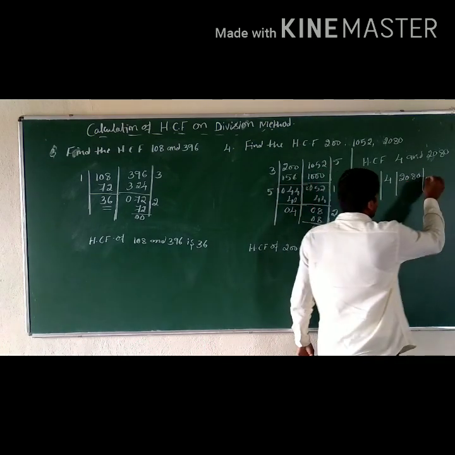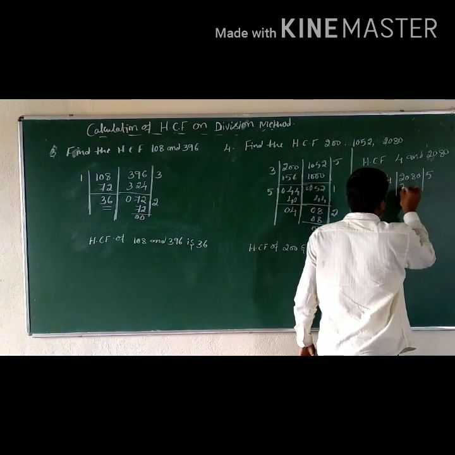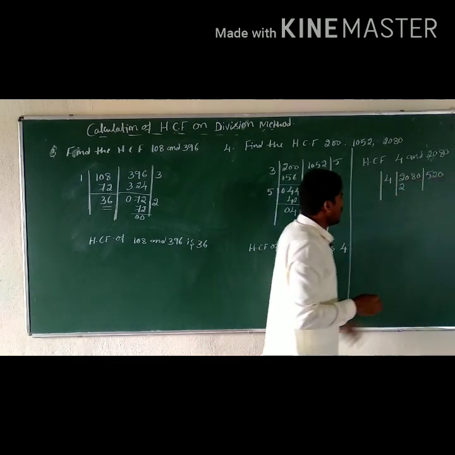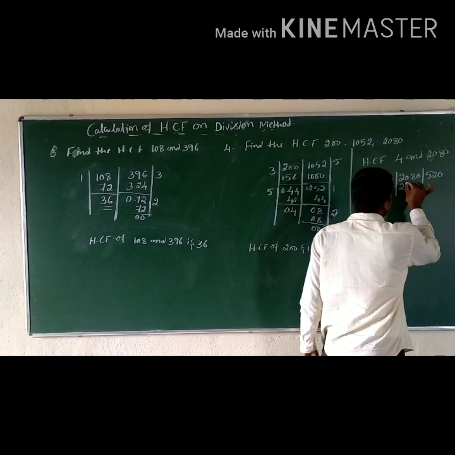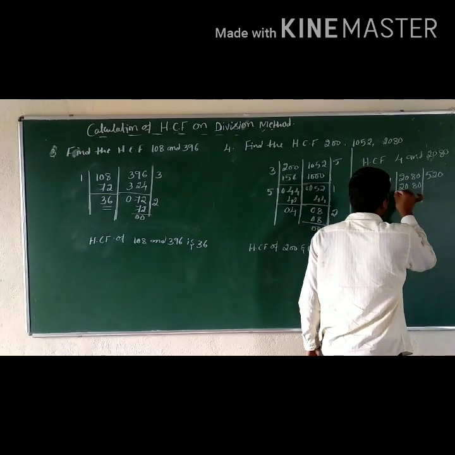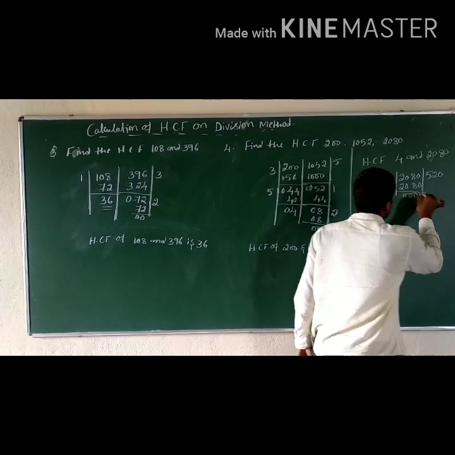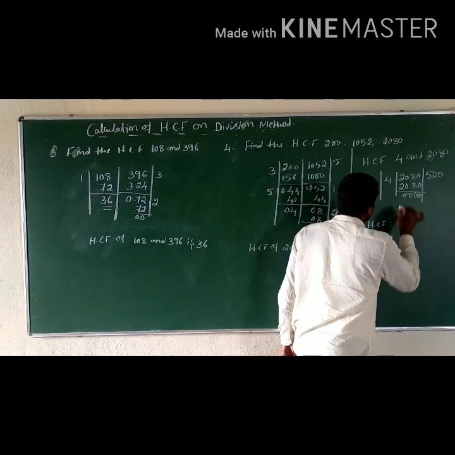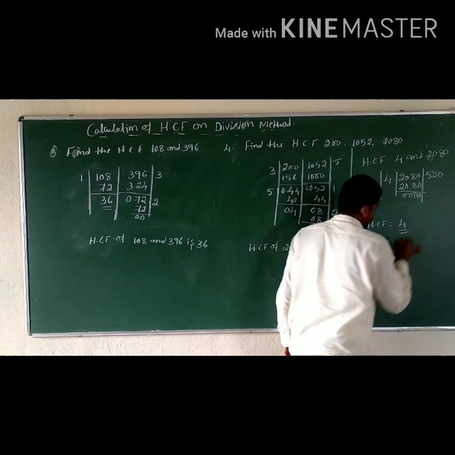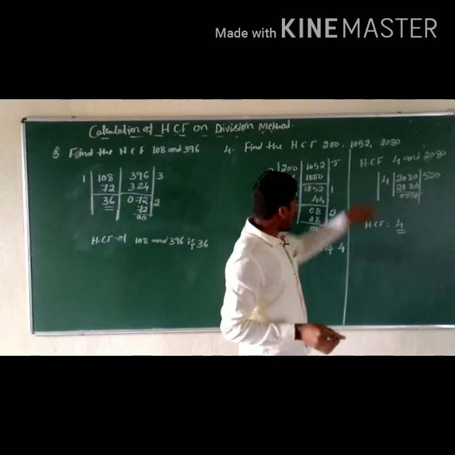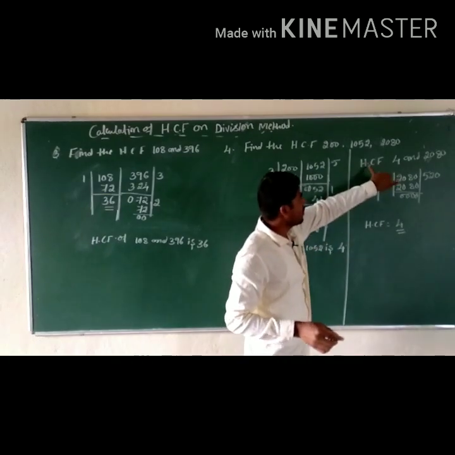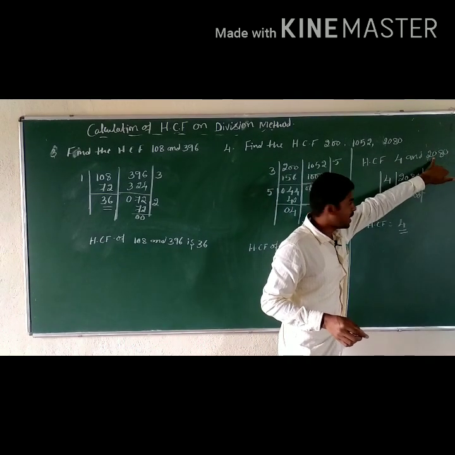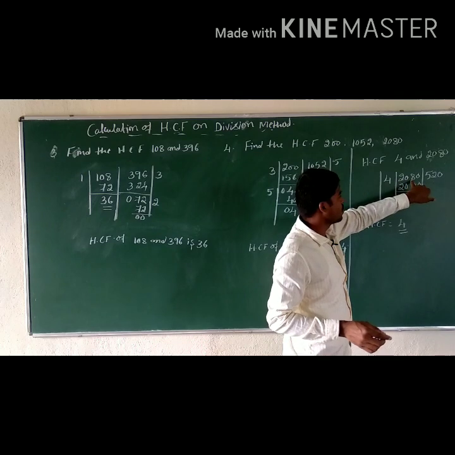4 520s are 2080. Now this value should go to 0. So the HCF is 4. Check out the problem. After the balancing, we are going to calculate the HCF for 4 and 2080.